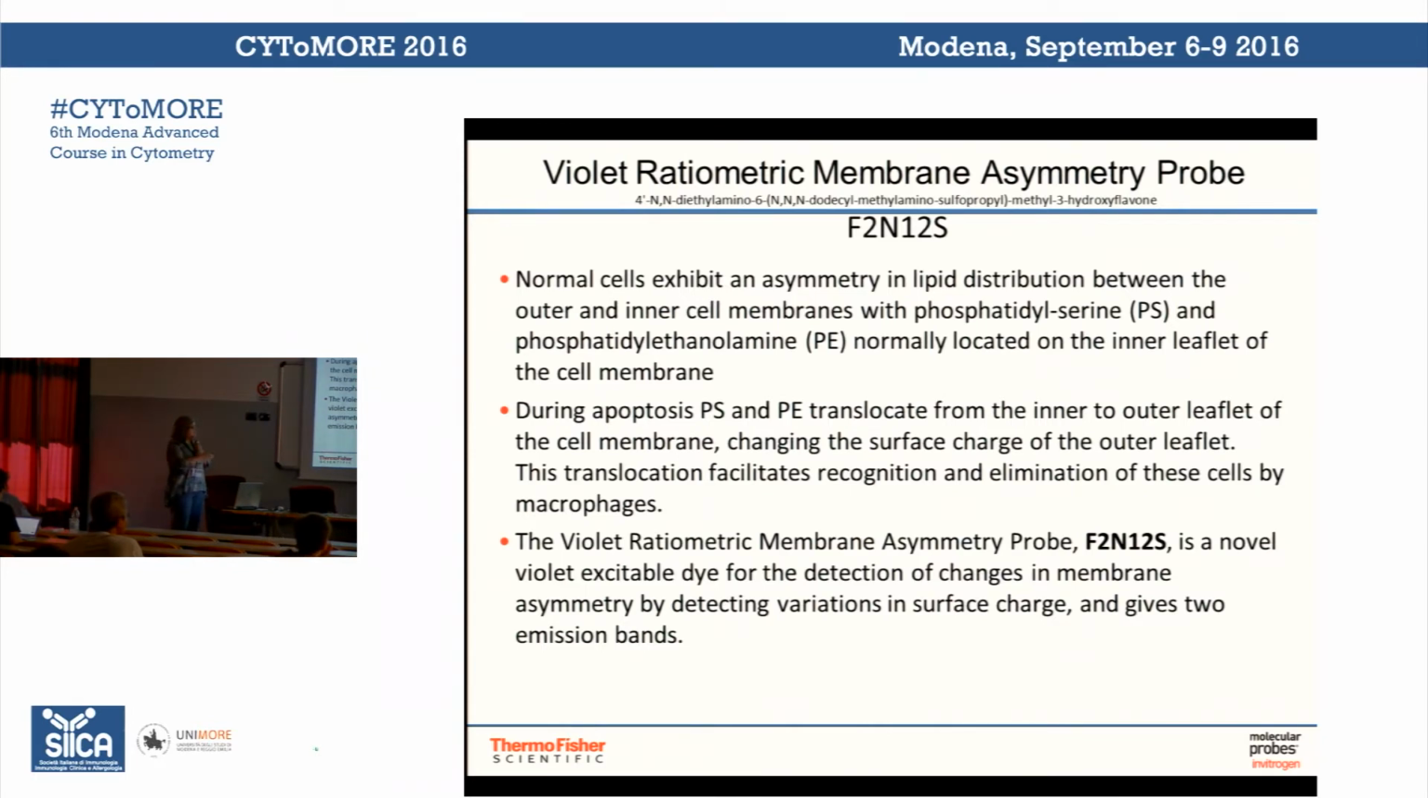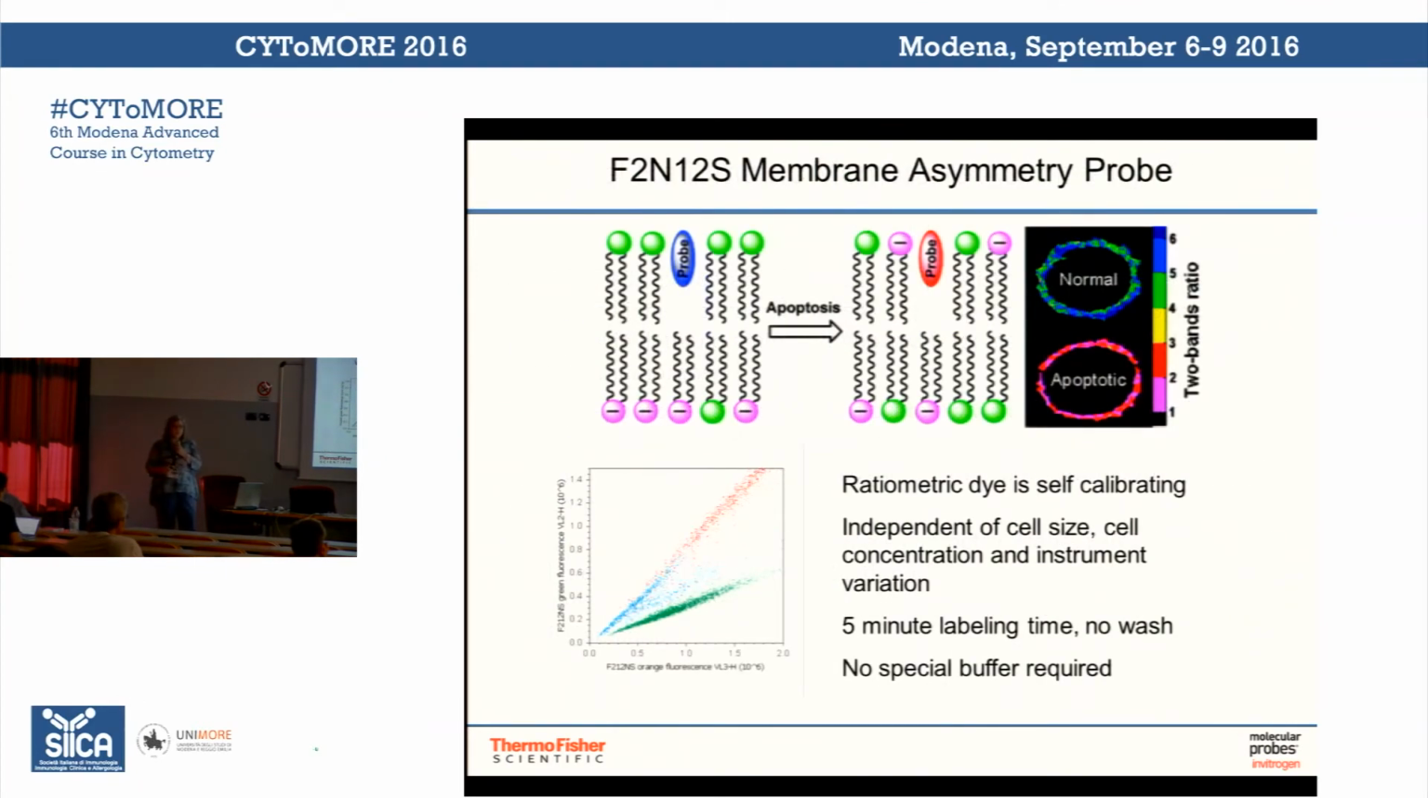And this particular probe intercalates into the outer leaflet of the membrane, and it detects that charge, or the change in the charge. And it is ratiometric, so it is violet laser excited, and healthy cells have an orange fluorescence. And as they undergo apoptosis and die, the fluorescence emission changes to a green fluorescence. So this is orange versus green here.